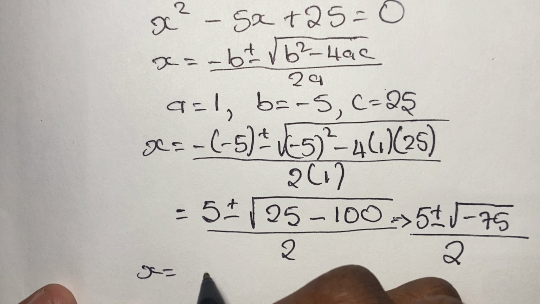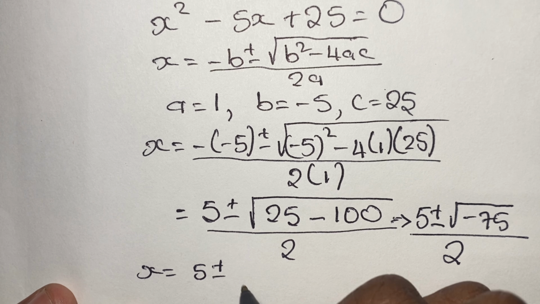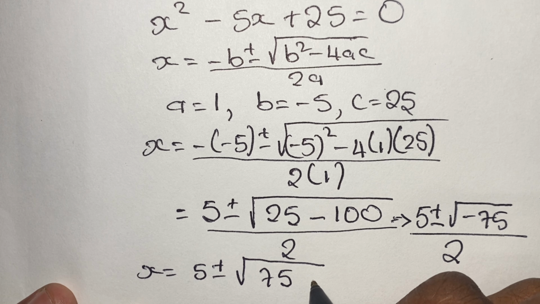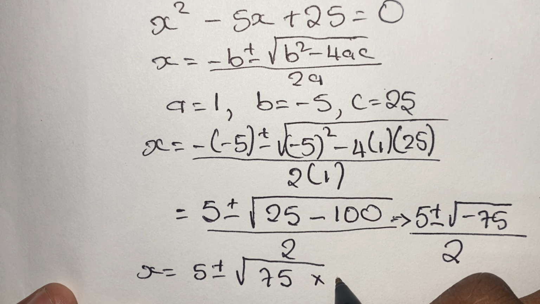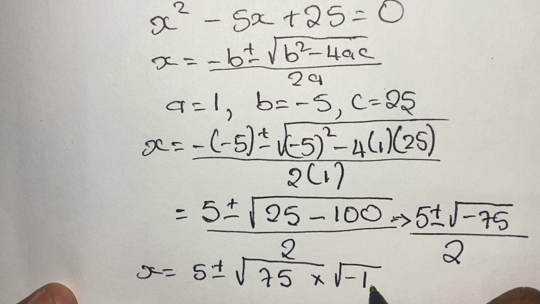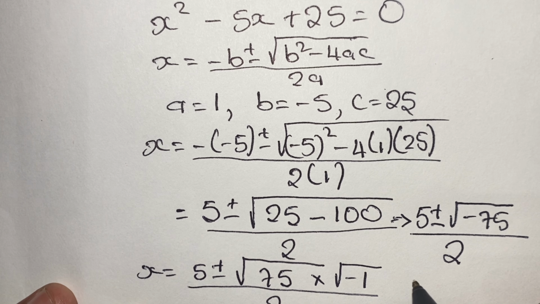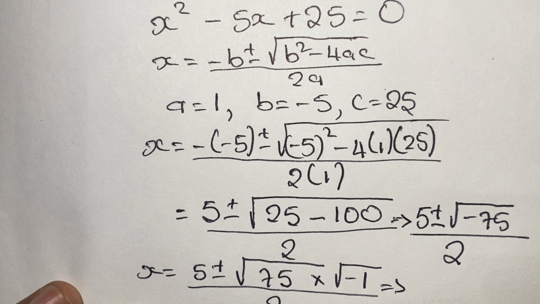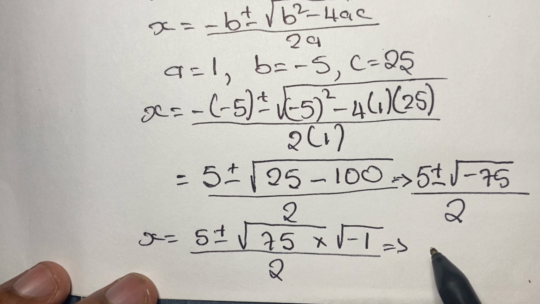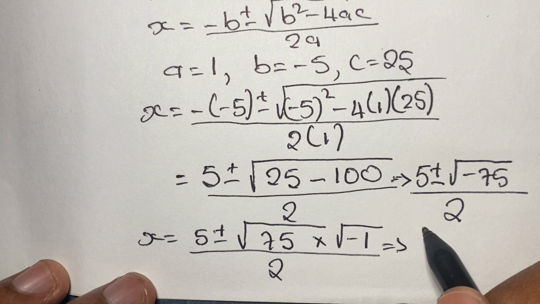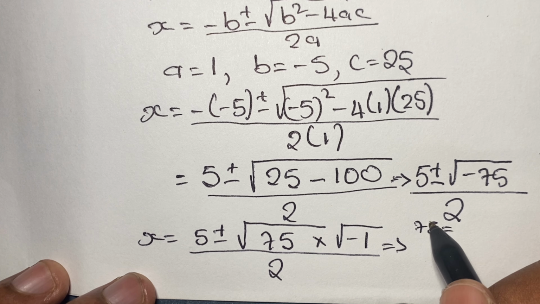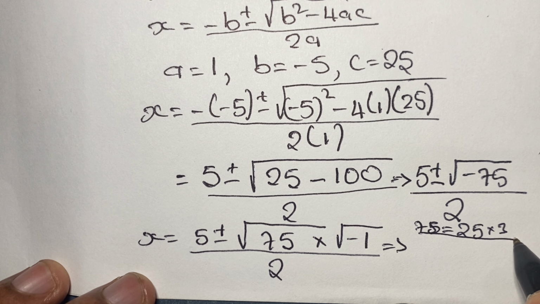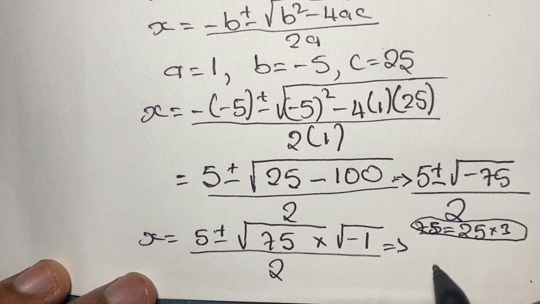So then from here we have x is equal to 5 plus or minus the square root of 75 times the square root of negative 1. Now let us look at the factors of 75. In this case we're going to take 25 and 3. In the next step, we're going to be using this to simplify for our solution for x.